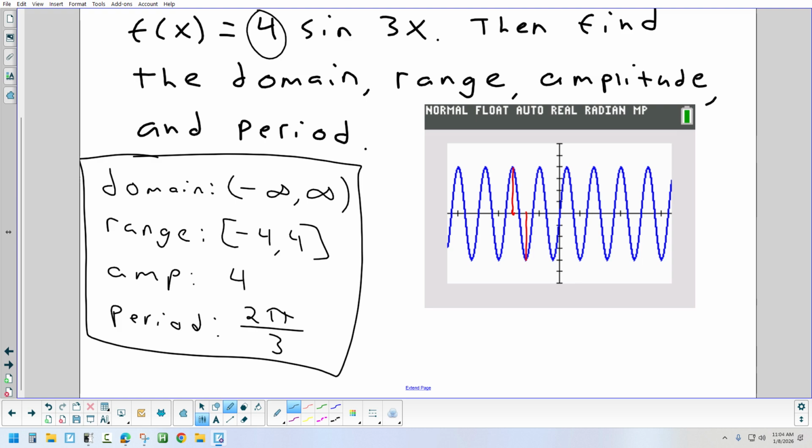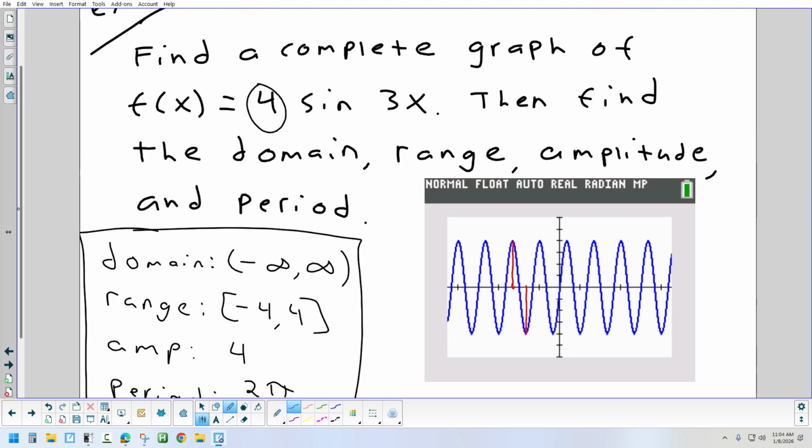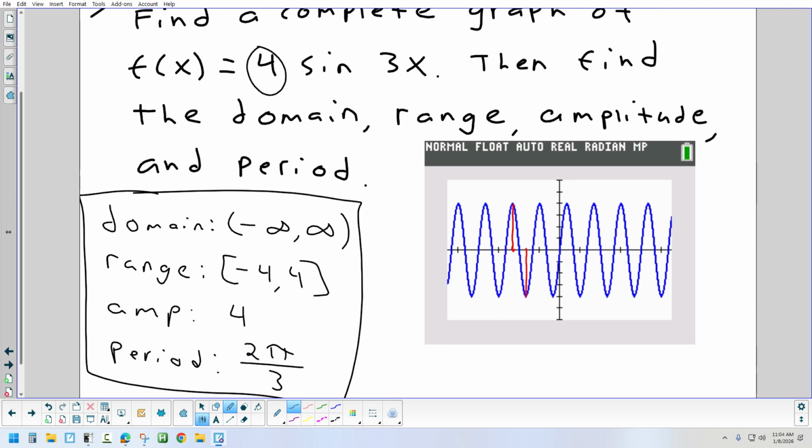Okay, so we found a complete graph. We showed a lot more cycles than was necessary, but it's fine. And we got domain, range, amplitude, and period. Any questions on finding those 4 things? Okay.